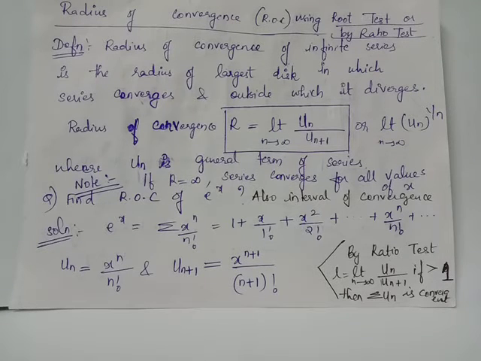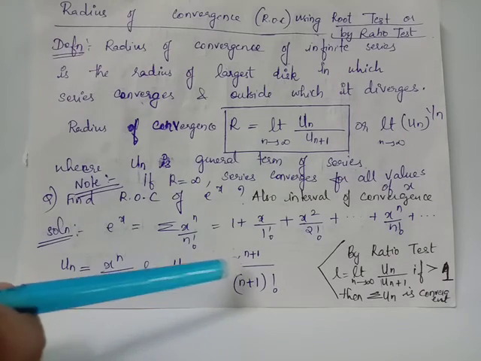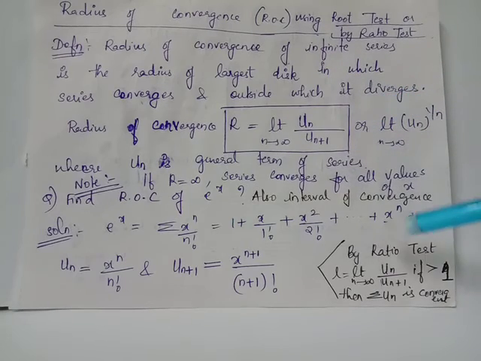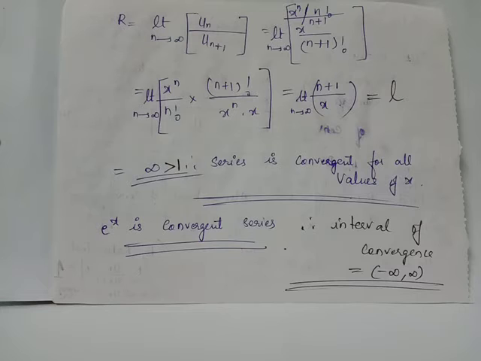When you consider the general term u_n, you obtain x^n by n factorial, and u_(n+1) is obtained by replacing n by n plus 1 in this general term. Thus, u_(n+1) is obtained as x^(n+1) by (n+1) factorial. Since we implement ratio test here in order to find out radius of convergence directly using this formula, we will have to check whether the limiting value is greater than 1 because it ensures the condition for convergence of this power series. We have u_n by u_(n+1) equals x^n by n factorial upon x^(n+1) by (n+1) factorial.